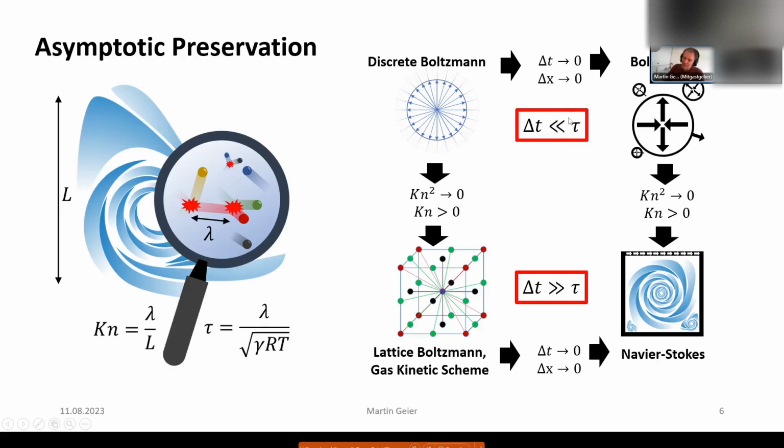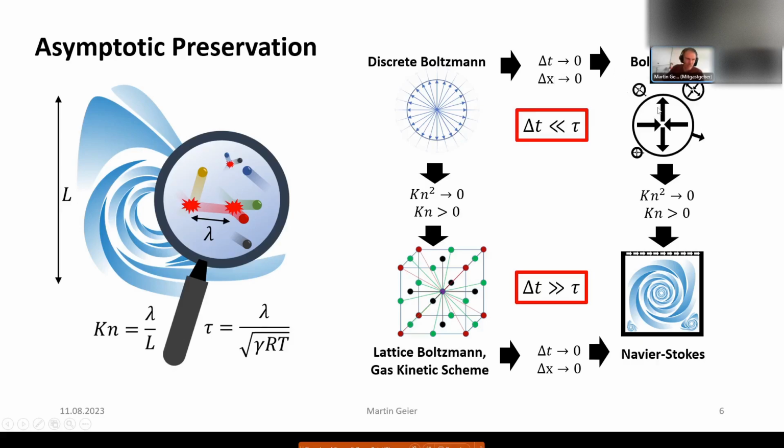That means that if the Knudsen number is actually small, then you can also take the time step and the grid spacing very large, and you still solve the Navier-Stokes equation. So basically, there is this square here, where you discretize the Boltzmann equation, and discretizing means you have a smallness parameter in space and in time, and they go to zero.